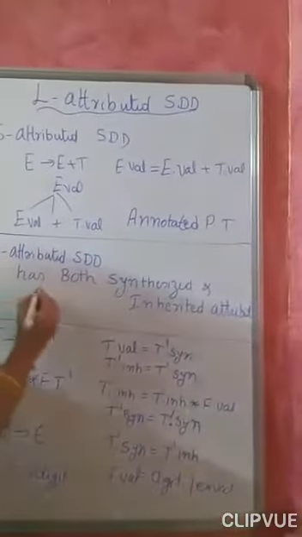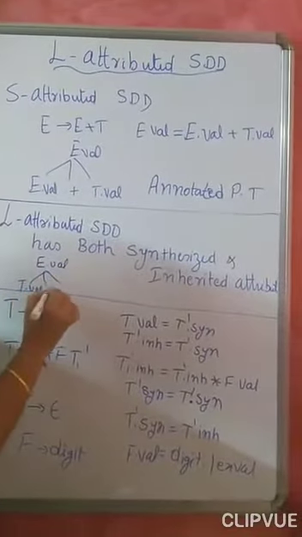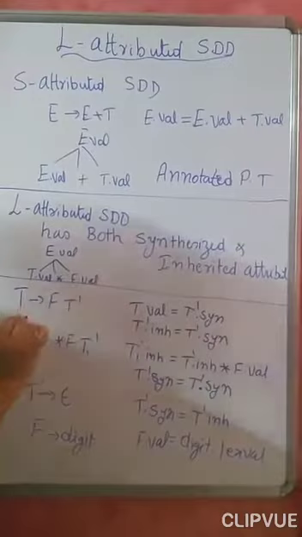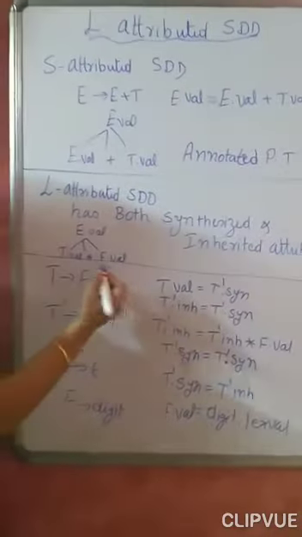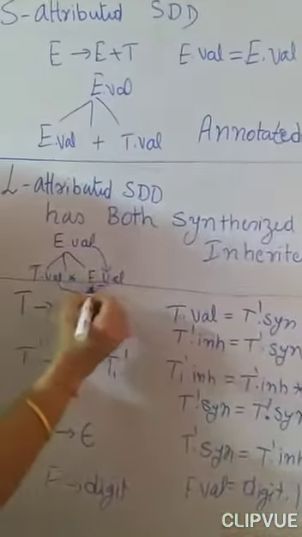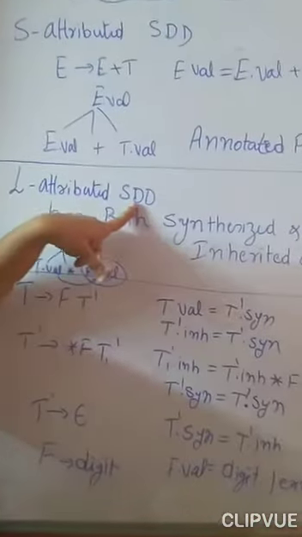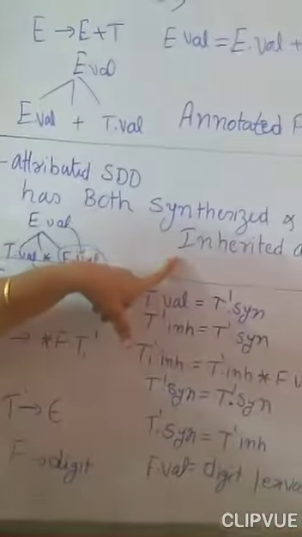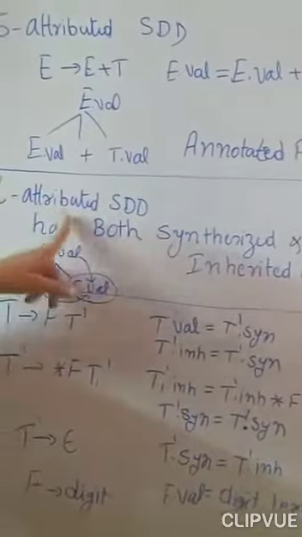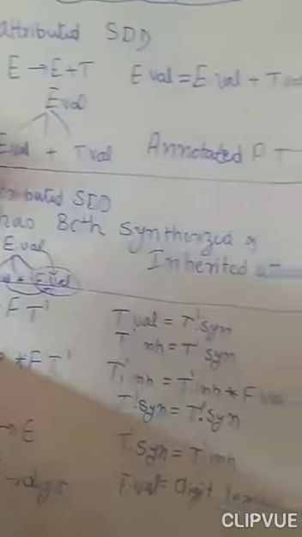As an example, if I have E.val, T.val, star, and F.val, the value of this is determined by the value of this, or by the value of this, or by itself. That is called an inherited attribute. Any STD which has both synthesized and inherited attributes is called an L attributed STD. Last class I gave an example of an S attributed STD, and today I will explain one example for an L attributed STD.